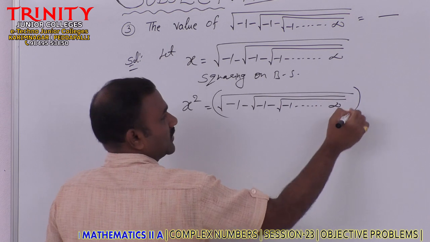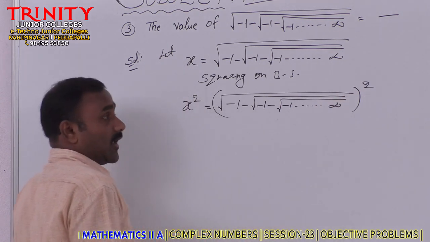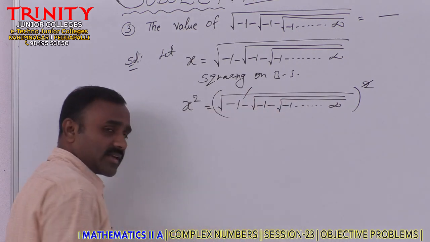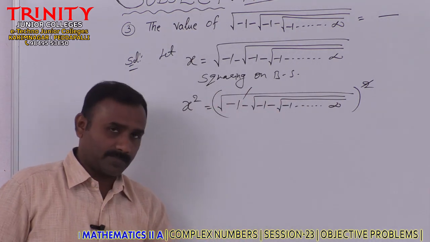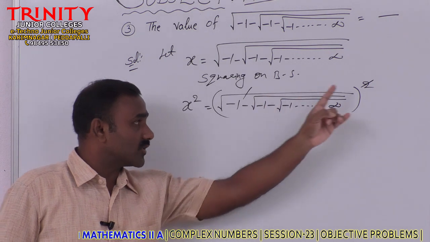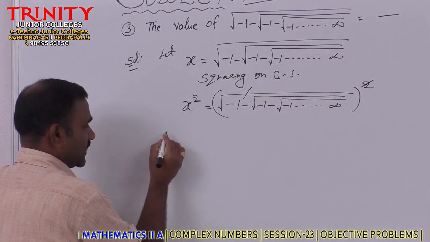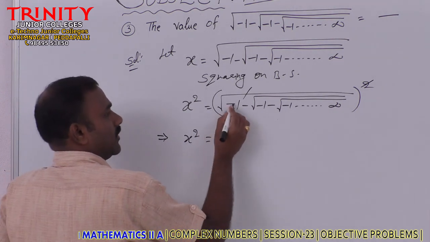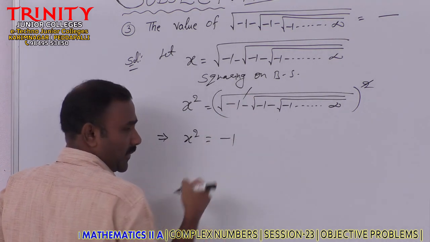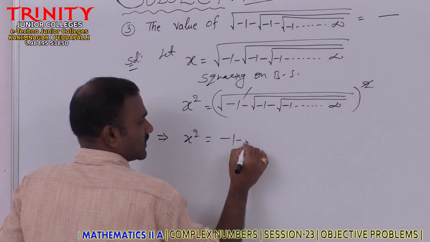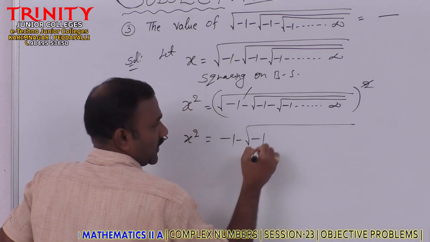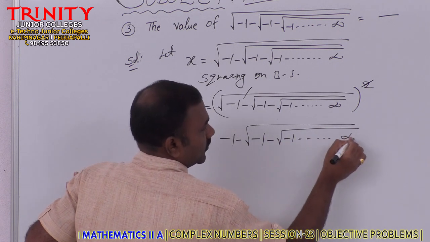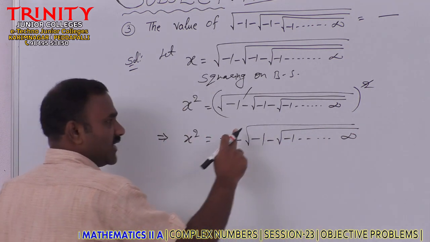You are going for squaring on both sides. While squaring on both sides, only one root gets cancelled, not all the roots at a time. Only the outside root will get cancelled. So x square is equal to, now this root gets cancelled, minus 1 minus under root minus 1 minus under root minus 1 and so on up to infinity.